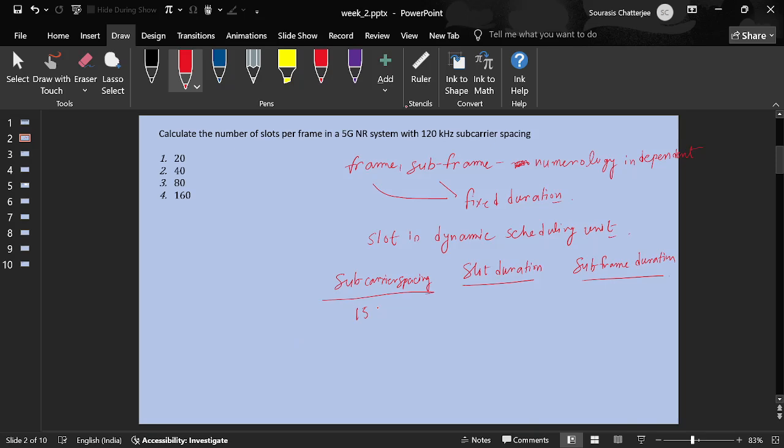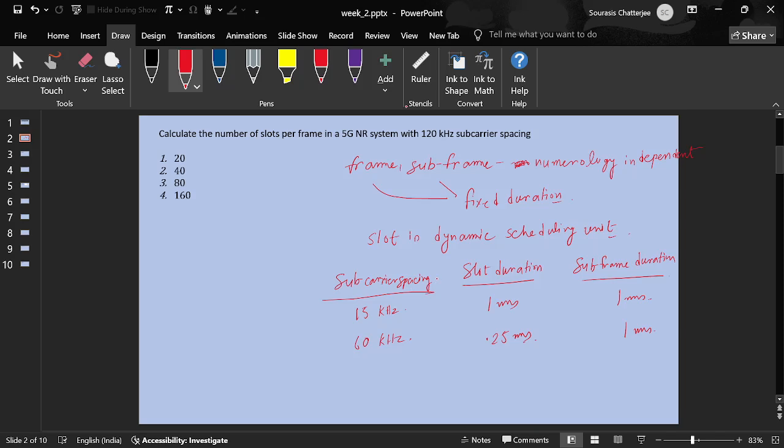So if this is, let's say, 15 kilohertz, your slot duration is going to be 1 millisecond. Your subframe is always 1 millisecond. Now if I make it 60 here, my subframe duration will still remain 1 millisecond, but my slot duration is going to be 0.25 millisecond, and so on.